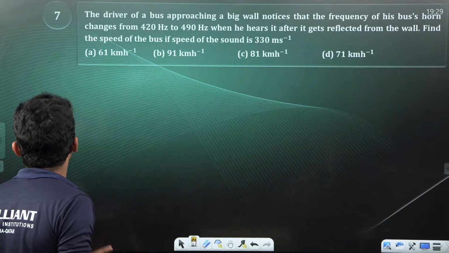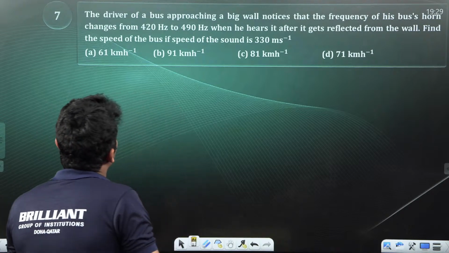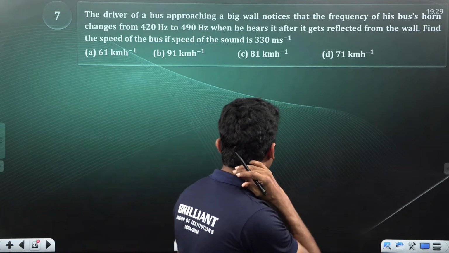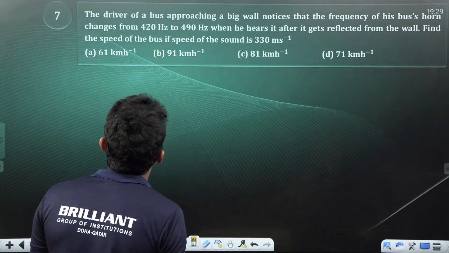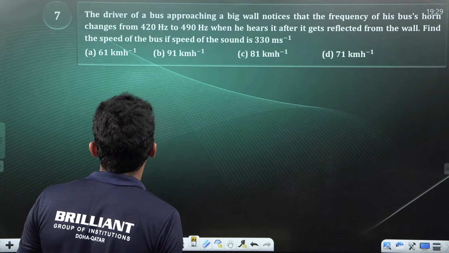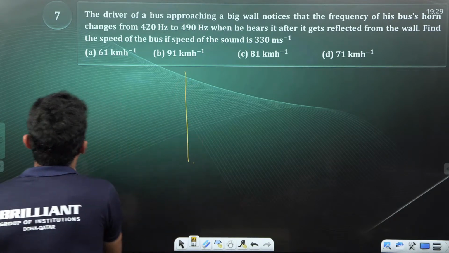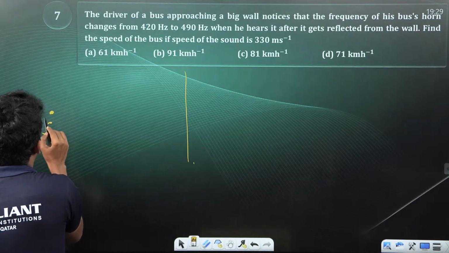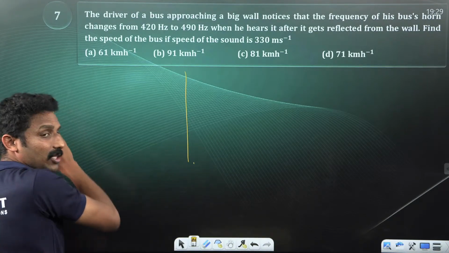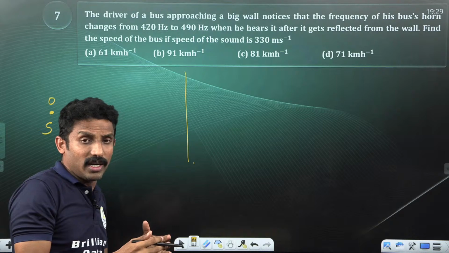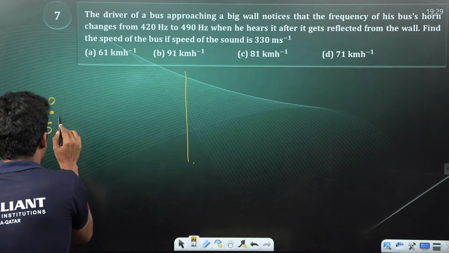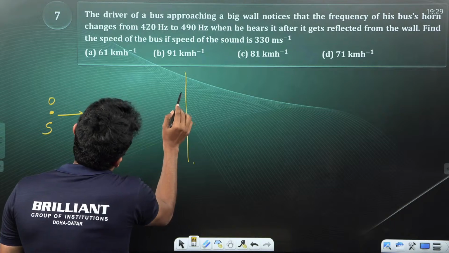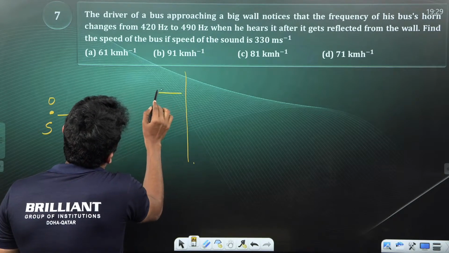Okay. Now, the seventh question is, the driver of a bus approaching a big wall notices that the frequency of his bus horn changes from 420 Hz to 490 Hz. Clear? This is a big wall here, and the source and observer are in the bus. The horn is in the bus, and the observer, the driver, is also in the bus. It is moving, so the sound wave is getting reflected here.